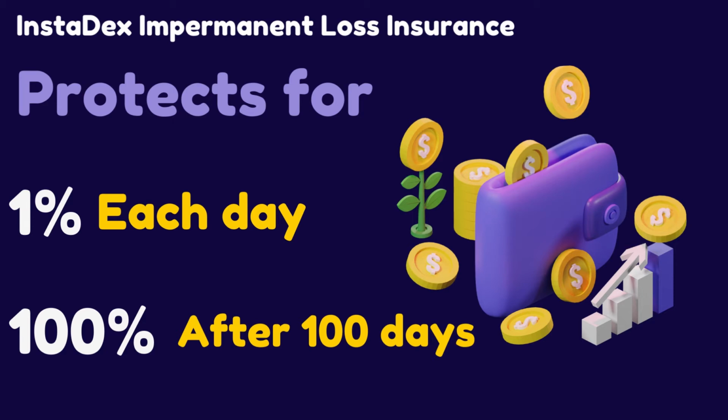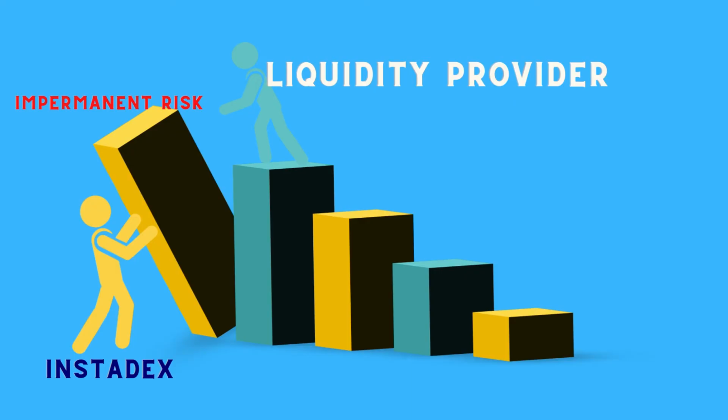InstaDex will be able to cover the liquidity providers that hold their liquidity for the first 100 days. Impermanent loss insurance accrues over time by 1% each day until 100% protection is achieved after 100 days in the pool. The LP needs to hold his position for 30 days on InstaDex to enjoy the cover. More so, if LPs hold their liquidity in the pool for 100 days or more, they enjoy 100% compensation for any loss suffered in the first 100 days or as long as they stay in the pool.